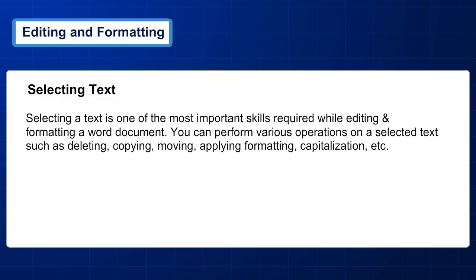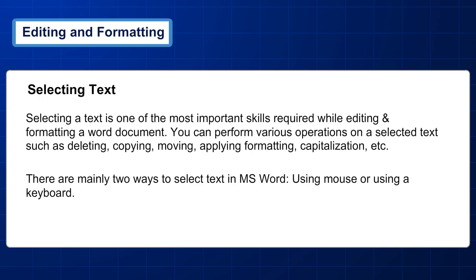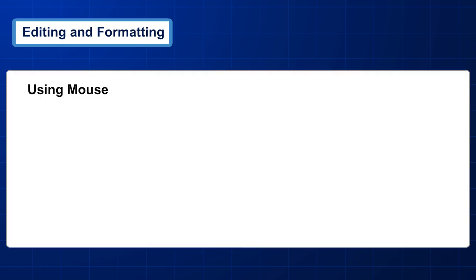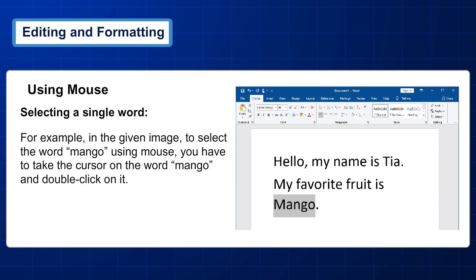Selecting text. Selecting a text is one of the most important skills required while editing and formatting a Word document. You can perform various operations on a selected text, such as deleting, copying, moving, applying formatting, capitalization, etc. There are mainly two ways to select text in MS Word: using mouse or using a keyboard.